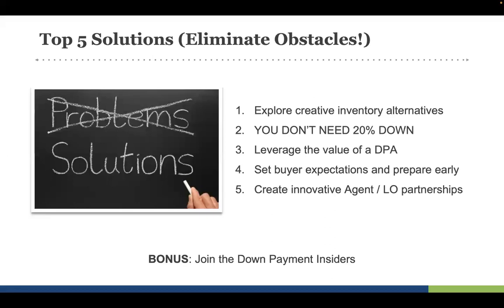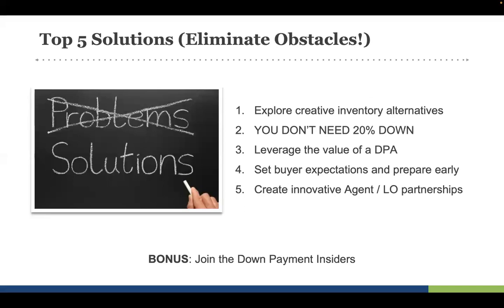So those were the top 5 obstacles. And the solutions were explore creative inventory alternatives. We talked about manufactured, 2 to 4 unit, municipal owned properties, and so on and so forth. You don't need 20% down. We have to combat that myth, get that message out in your marketing. And that's the gateway through which buyers will come to start a conversation with you about, okay, I don't have to have 20% down. Well, that changes my vision of home ownership. That changes my vision of my path to home ownership.